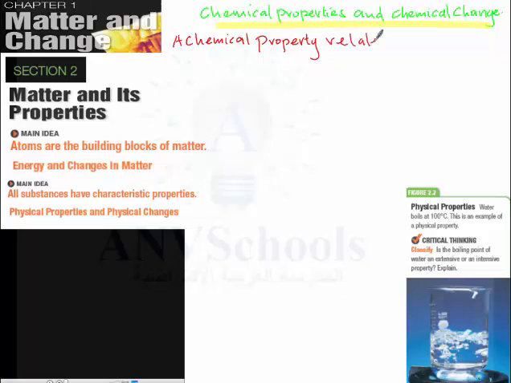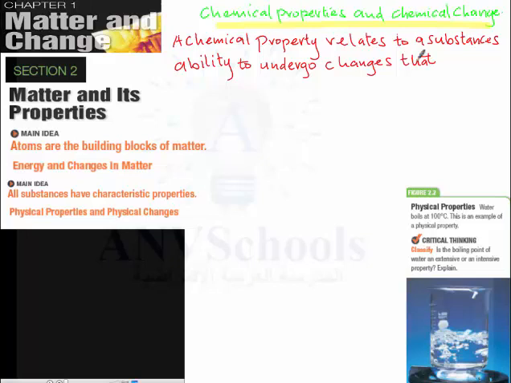A chemical property relates to a substance's ability to undergo changes that transform it into different substances.